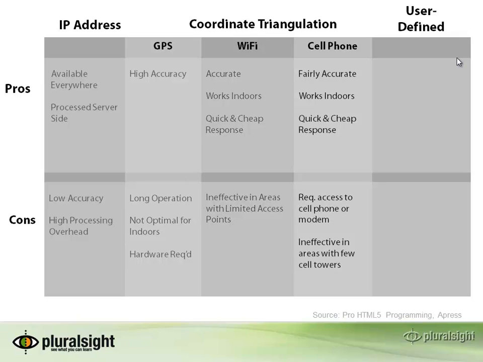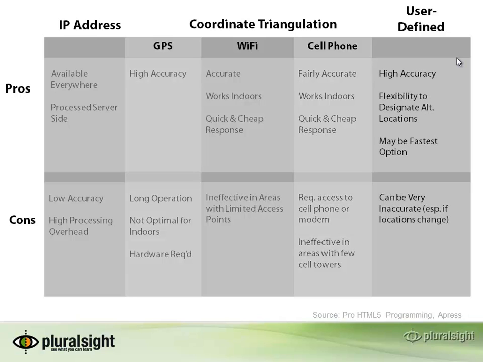Cell phones can give you excellent reporting on exactly where you're at. They're very accurate, they do work indoors, and give a quick response. But you do need the device again. You need the cell phone, and you also need to have service available. So in rural areas, being able to rely upon cell phone access in order to get location information may be difficult. The final thing that people often overlook is user-defined.